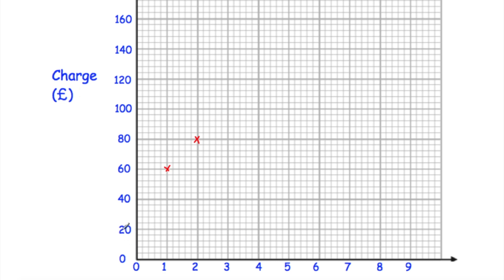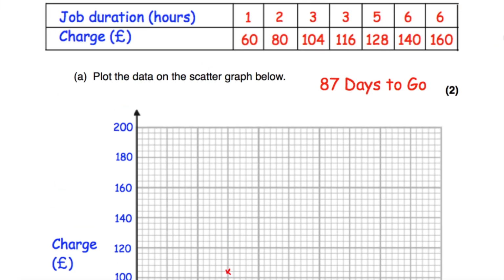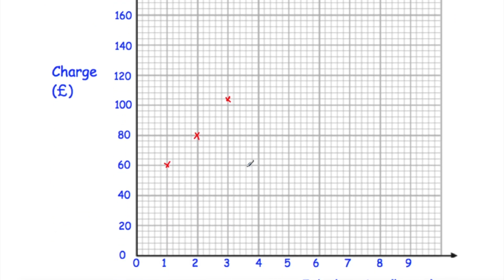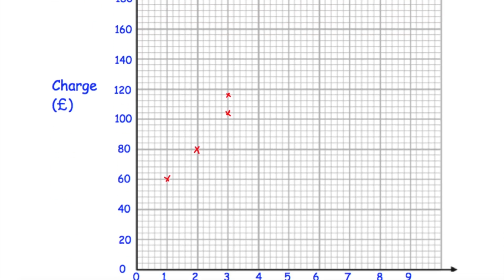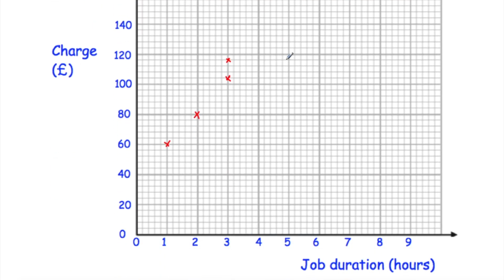So we've got 20 in 5 little squares. 20 divided by 5 is 4. So that means it'd be 100, and 104 would be there. Next, 3 and 116, so there's 3 and then 104, 8, 12, 16 would be there. Our next one is 5 and 128, so 100, 124, 128 would be there.